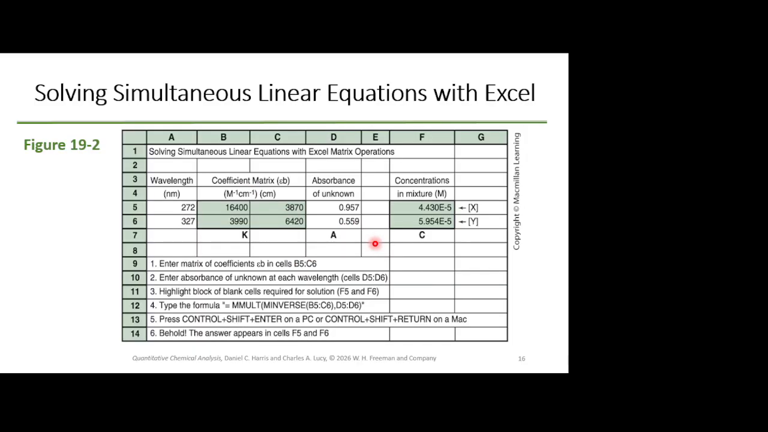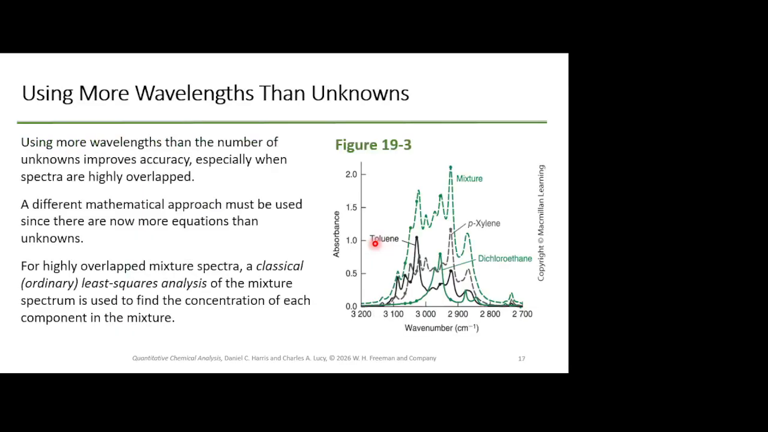It really does make it easier to do in Excel spreadsheets, to be honest. This is actually going to be using more wavelengths than unknowns. Once you get to 3 and beyond, the math starts getting so long that it's worth putting in a spreadsheet. So you're going to have to take a slightly different mathematical approach, since there are not going to be more equations than unknowns. If you have a highly overlapped mixture spectra, you're going to have to use a classical ordinary least squares analysis of that mixture. The spectrum is going to be used to find the concentration of each component in that mixture.